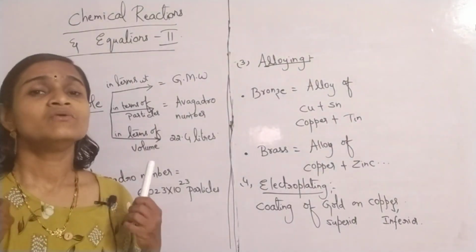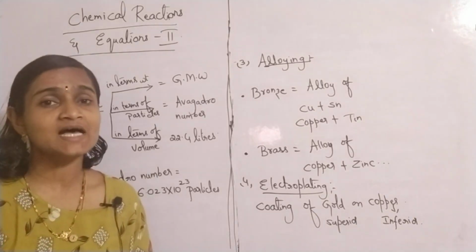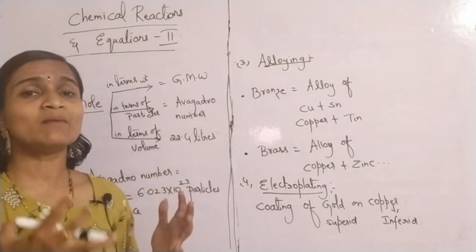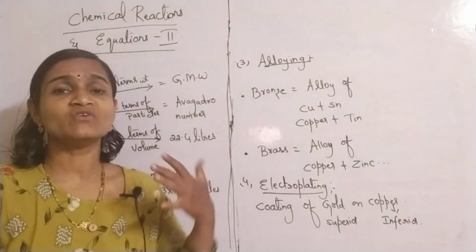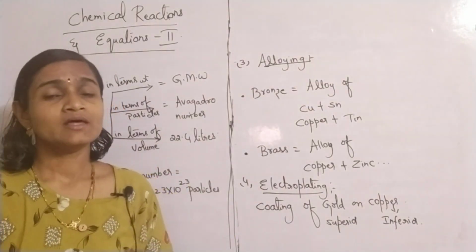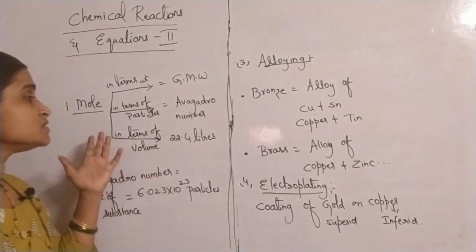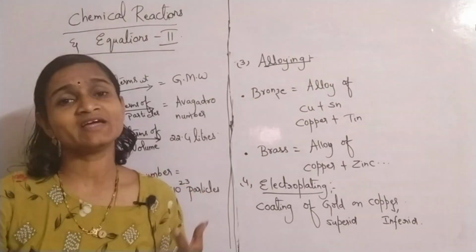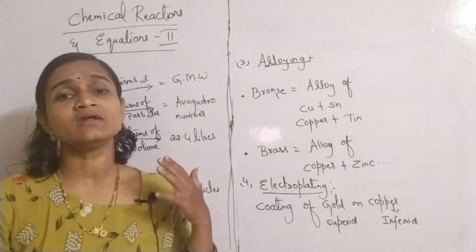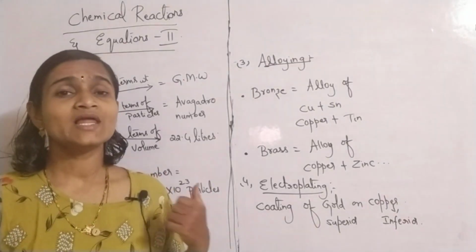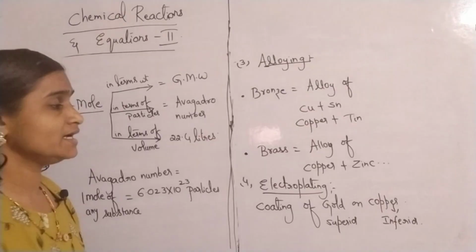If the weight of 1 mole of any substance is asked, you have to calculate the gram molecular weight of that element or of the given compound. That will be for 1 mole of the substance only. In terms of particles, it is equal to the Avogadro number. And in terms of volume, it is equal to 22.4 liters. So like that, the concept of mole is also introduced.